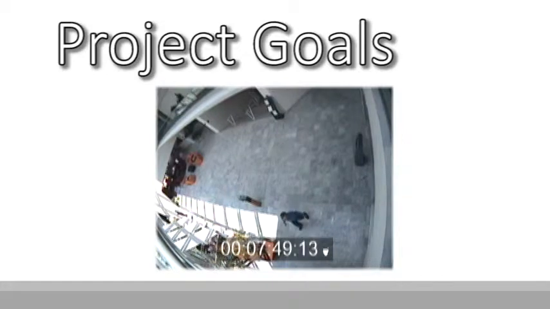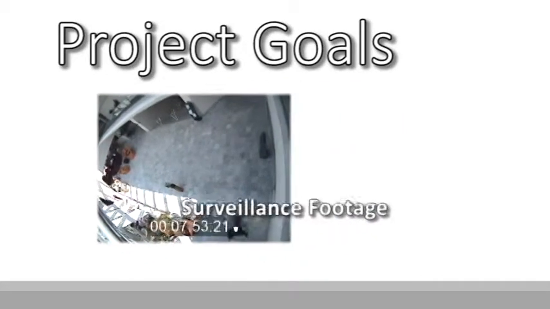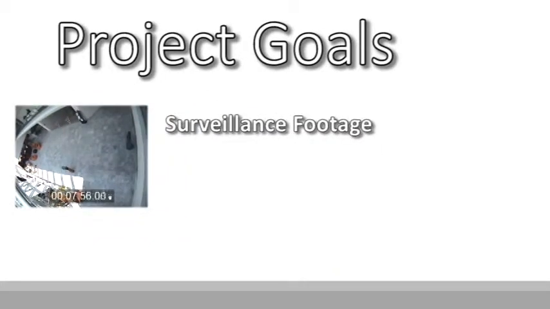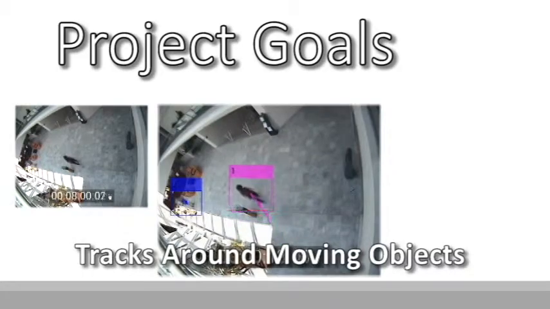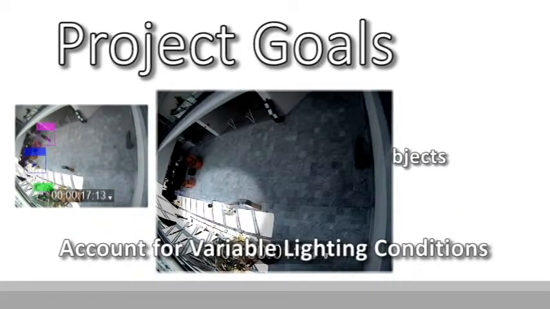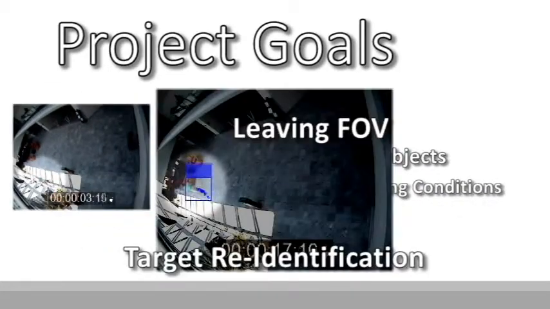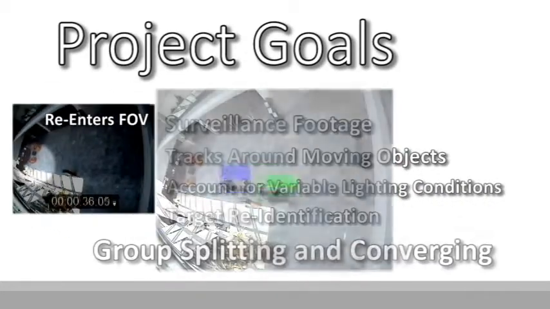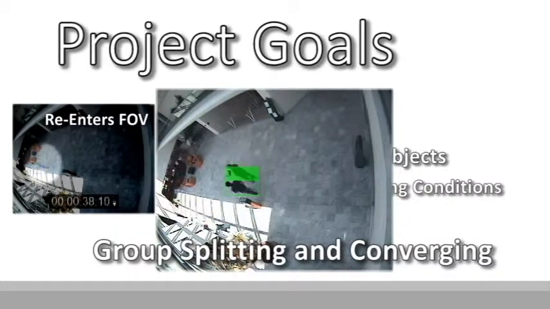The goal of our group was to implement multi-object tracking algorithms for processing of surveillance footage. The multi-object tracking algorithms must process the frames in real time to make tracks around targets with visible trailing paths if desired. The general cases of variable lighting conditions, target re-identification, and groups splitting or converging must be addressed.